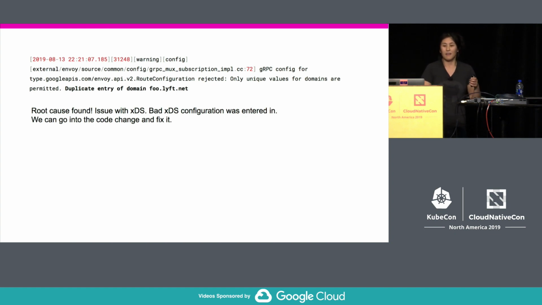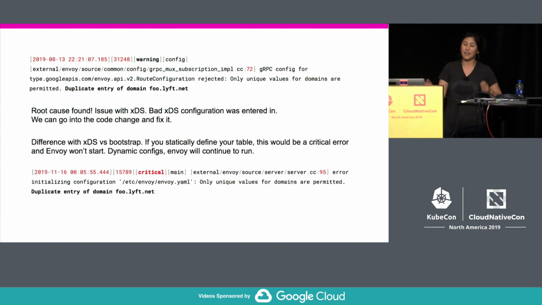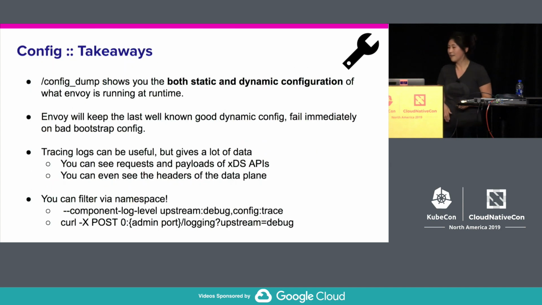But also note that Envoy will tell you exactly why it rejected the update, to help root cause your issues. And the other thing I wanted to mention on the side is that if you decide to statically define your route table in your Bootstrap file, that would be a critical error, and Envoy won't start. However, if you use XDS, it will run, but it will end up just rejecting the update.